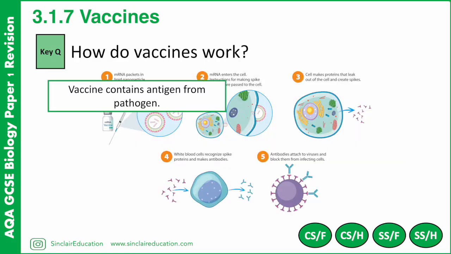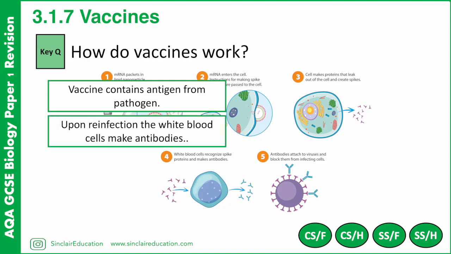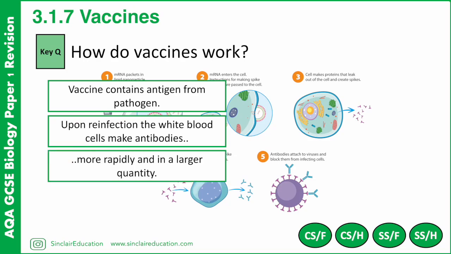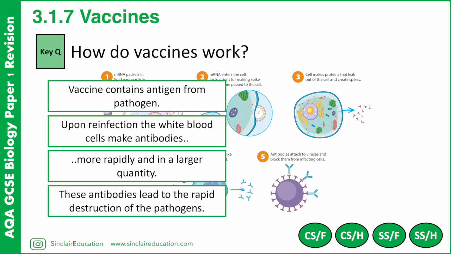Vaccines work then by they contain an antigen for the pathogen. We inject this into the body, and when we get reinfected, the body can very quickly make antibodies effective against that invading pathogen. So upon reinfection, we make a larger quantity of antibodies and we make it much more rapidly than we would on the first infection. What this means is that the response to the infection is so quick and so rapid that we don't actually suffer from the infection. And as a result, you're not going to feel ill.